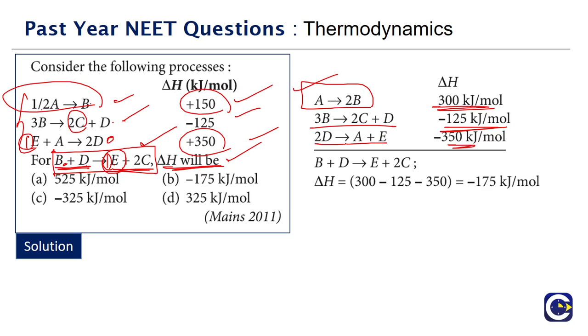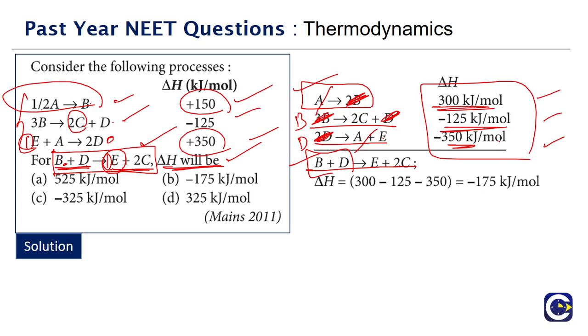Now if we add the 3 equations, A is getting cancelled, here 2B and 3B leave just 1B remaining, and one D cancels. So on the reactant side B plus D, and on the product side E plus 2C. So the overall enthalpy change, as per the Hess's law concept, is the sum of the enthalpies of the individual reactions, these 3 reactions. So 300, then minus 125, minus 350. How much does it come to? It is coming as minus 175.